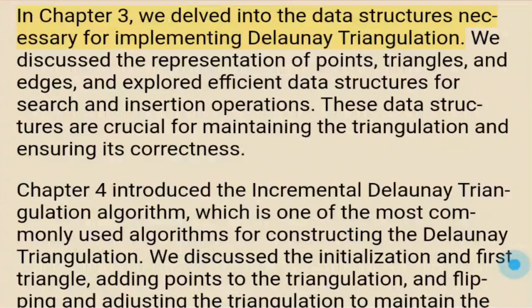In Chapter 3, we delved into the data structures necessary for implementing Delaunay triangulation. We discussed the representation of points, triangles, and edges, and explored efficient data structures for search and insertion operations. These data structures are crucial for maintaining the triangulation and ensuring its correctness.